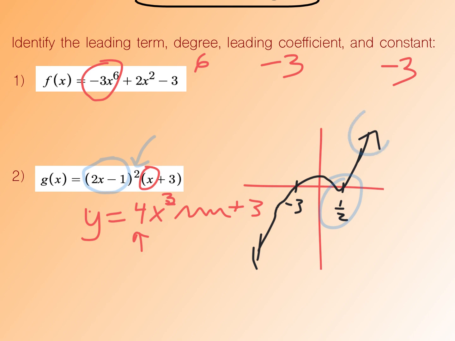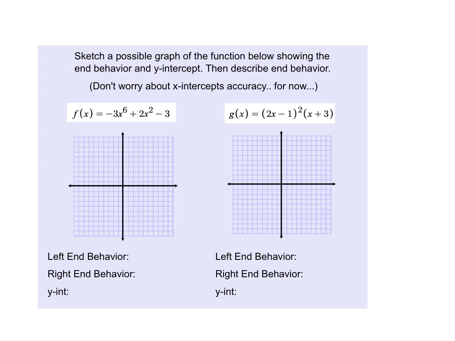And then why is it going up? Because there's no negative on the lead term. And then why is it going down on the left? Because these are going opposite ways, because that's odd. Does that all make sense to you guys? All right. That's a lot, I know, but we need to move on.